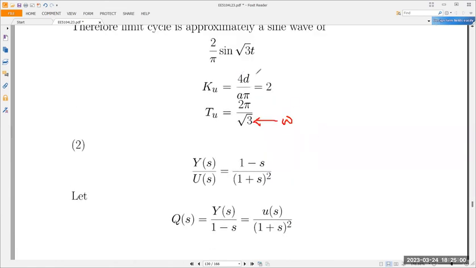All right, you put it inside here. This is 1, and this A is pi over 2. So you stick it inside, you'll get a 2. So the ultimate gain is 2.